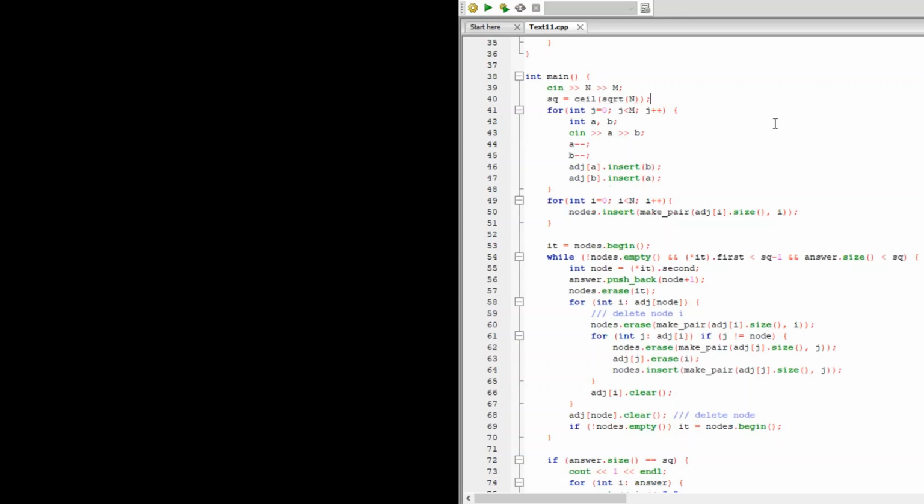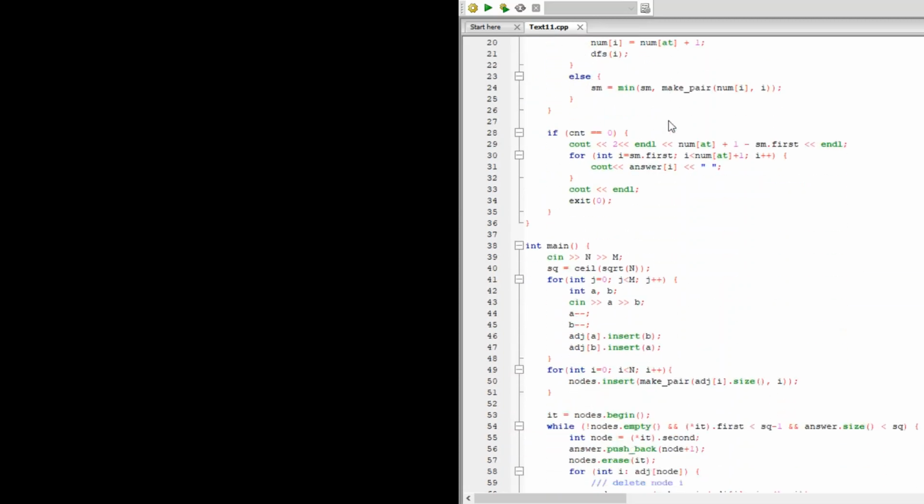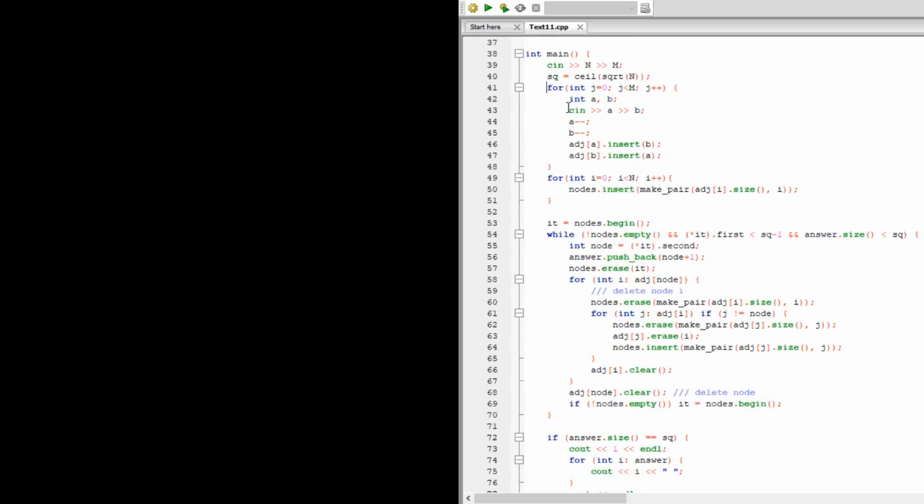Now we have to make the graph. So the graph is going to be a set of integers for every node, which stores all the neighbors. And this is so that whenever we're removing nodes, when we're checking for the independent set, we can easily remove a node by removing all of its neighbors, because it's a set and we can delete in log n. Okay, so for every edge, we read in the two endpoints and we change them to zero-based indexing. For node A, we add B as a neighbor. For node B, we add A as a neighbor.